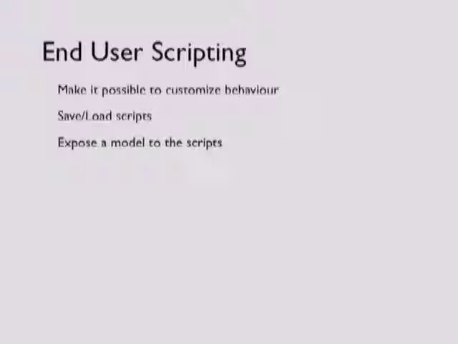One very old-school, venerable way of working with polyglot programming is end-user scripting. Basically, you can start out by making it possible to customize behavior. This is basically a glorified configuration file if you start there, but you can take it further. You can allow saving and loading of scripts. You can expose a model to the scripts so that the scripts can actually do things with the application. If you do that, you really need to think about how much of the application can be implemented like this.